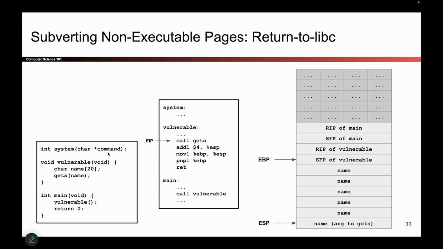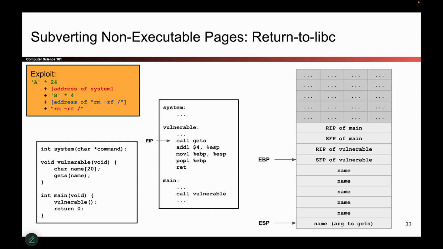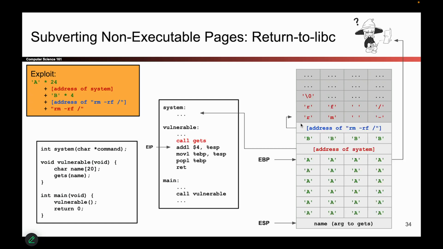Because remember, where are arguments passed in? How does a function receive its arguments? On the stack. And what does gets let you do? It lets you write on the stack. So not only can we overwrite RIP to point to system, we can also feed in malicious arguments on the stack to cause system to do malicious things. So that's what we're going to do. And this is what the exploit roughly looks like. So let's take this exploit, let's dump it into the stack and see what happens.